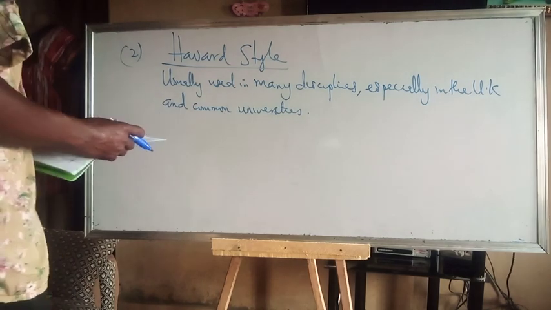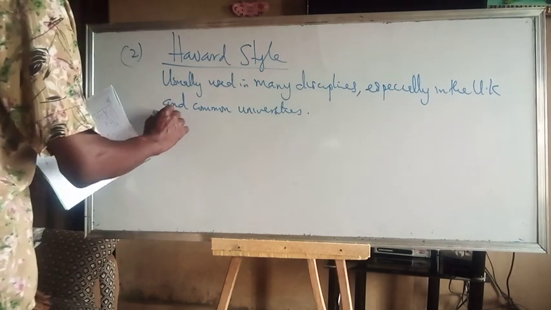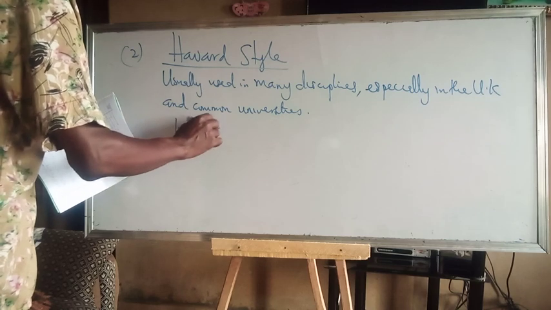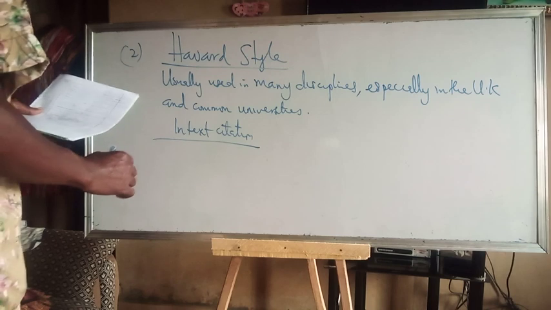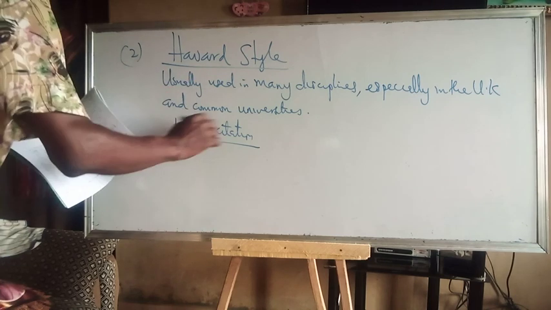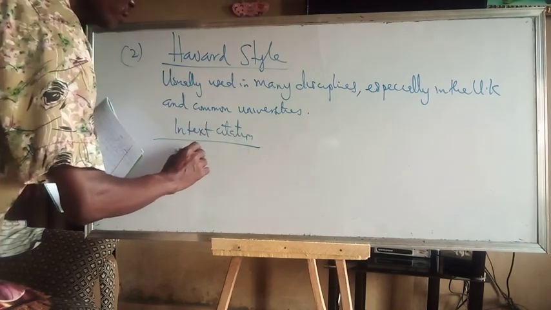Now, in-text citation, how is it cited? This is basically it has no option. It's just John.